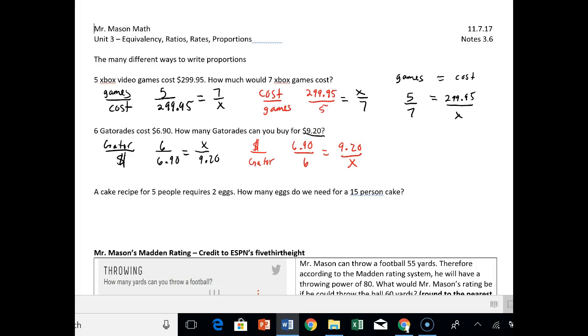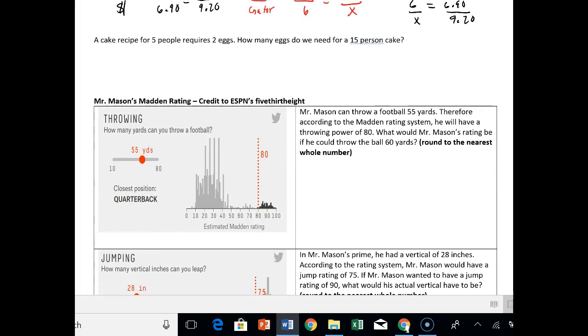Another way you could say it is I'm literally going to compare the Gatorades equal to their costs, right? And you could say, okay, so 6 Gatorades is equal to 690, so that means that I don't know how many Gatorades, but they're going to be equal to 920, right? So that's another way to compare it. And again, you could flip this. You could say x over 6 is equal to 920 over 690, right? Let's do one more together.